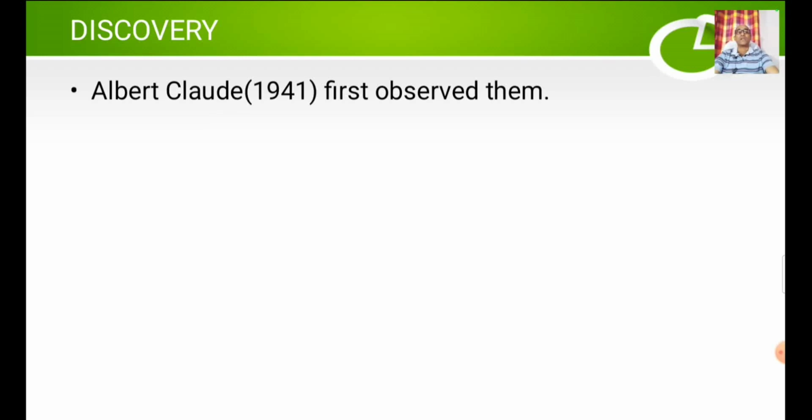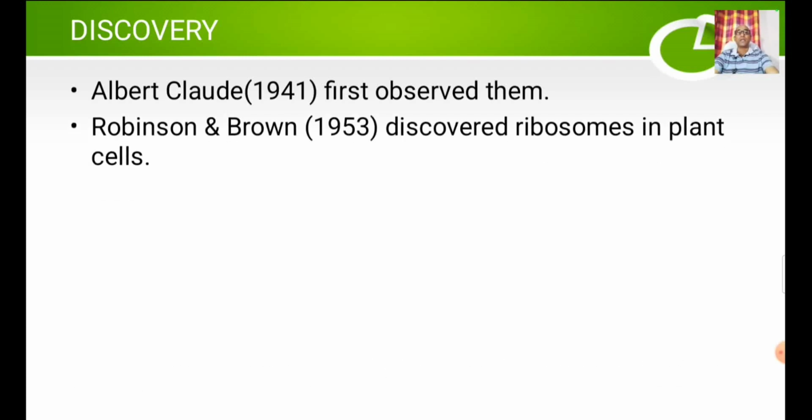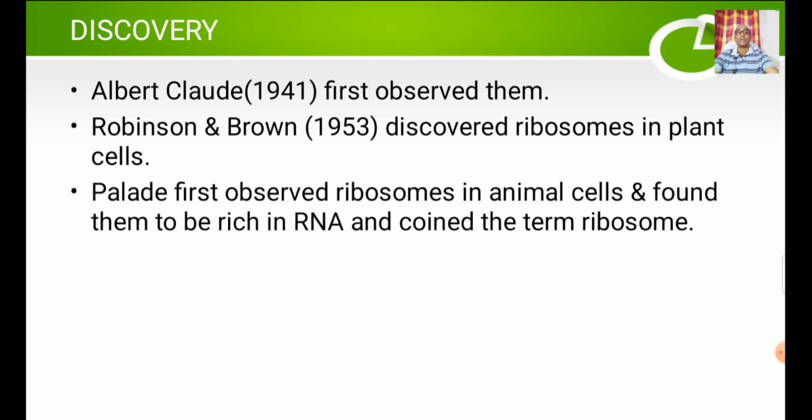Ribosomes were first observed in 1941 by Albert Claude. Then in 1953, Robinson and Brown first discovered the ribosomes in plant cells. In 1955, Palade observed the ribosomes in animal cells and coined the term ribosome. So you can see that starting from 1941, in the year 1955, the term ribosome was first coined by Palade after he observed them in animal cells.